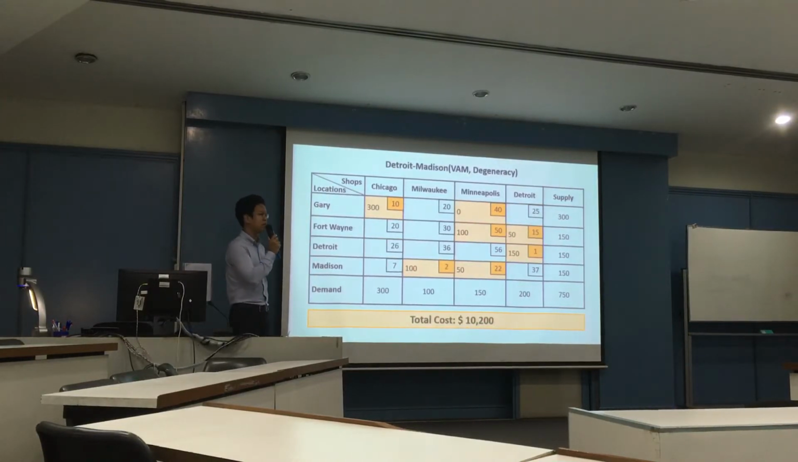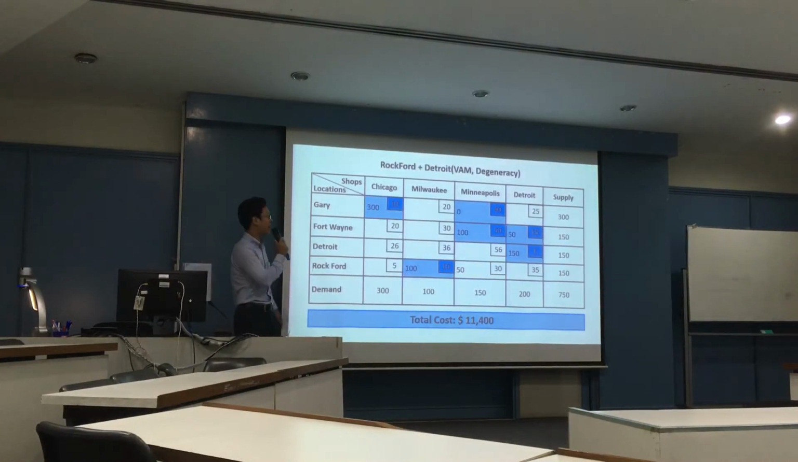Remember this one, this is Detroit and Madison. These 2 locations both have the advantage of cheaper labor hour cost and raw material. When we combine them, the total cost is only 10,200. And the last pair that we have is Rockford and Detroit. The total cost is 11,400.